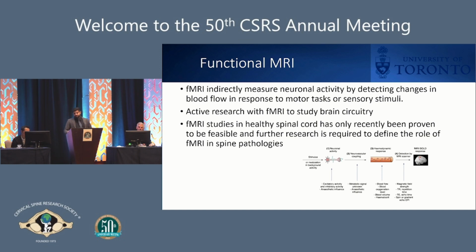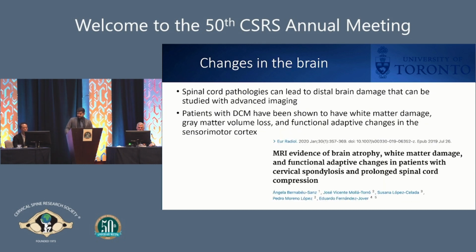Moving on from quantitative MRIs, we have functional MRIs. In functional MRIs, neural activity is estimated by detecting changes in blood flow in response to a specific stimulus, either a motor stimulus or a sensory stimulus. This is mainly used in brain circuitry research. In the context of the spine, the current research on fMRI is mainly in establishing what the normal baseline is. But it's also interesting to point out that through MRI and fMRI studies, spinal cord compression has been associated with changes in the brain. Specifically, studies have shown white matter damage, gray matter volume loss, and functional adaptive changes in the sensorimotor cortex in patients with DCM.